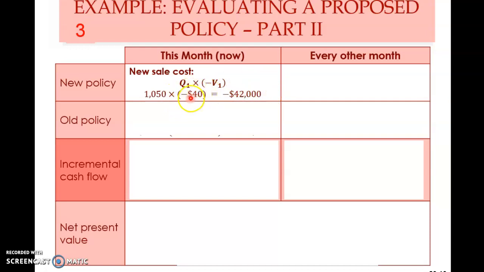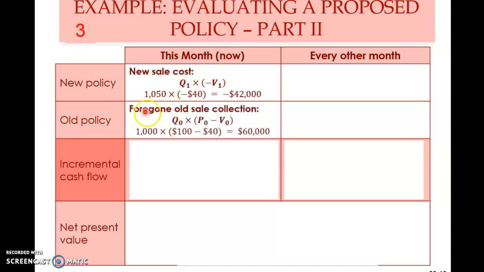The cost is $40. Therefore, you make a sale of 1,050 units. Therefore, total cost is 42,000. This is the cash outflow. Is that clear? All right. Now we look at what will be the cash flow under the old policy. Then only we can compare.